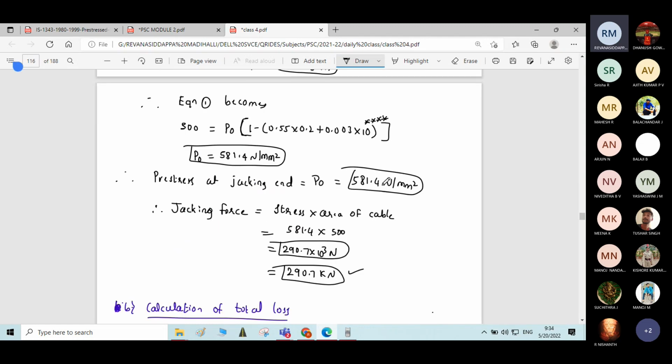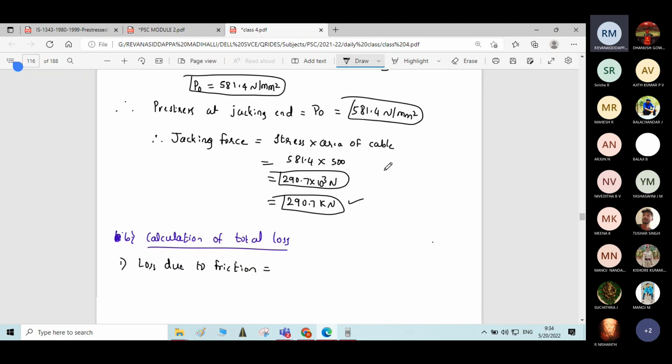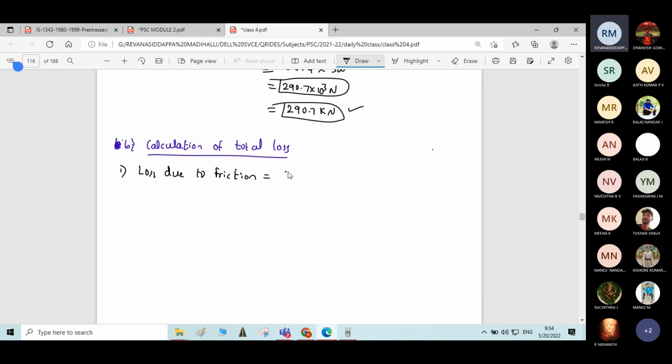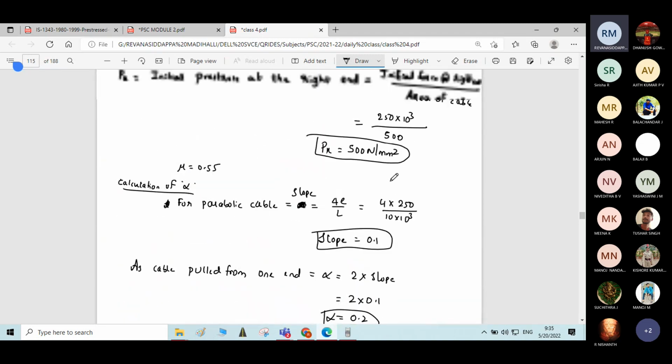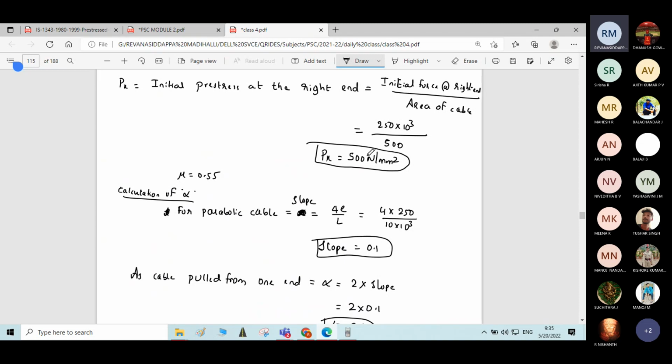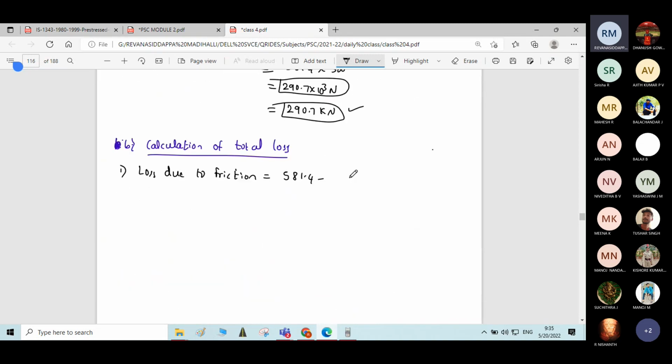Initial pre-stress is just now we have calculated at the jacking end, 581.4 Newton per mm square. If you apply a stress of 581.4 on the jacking end, 500 will be transferred on the right end of the cable. Minus 500, if you do, you will get 81.4 Newton per mm square as loss due to friction.